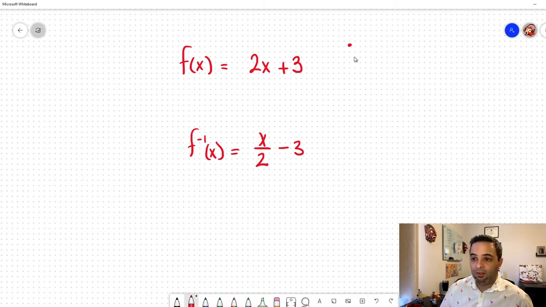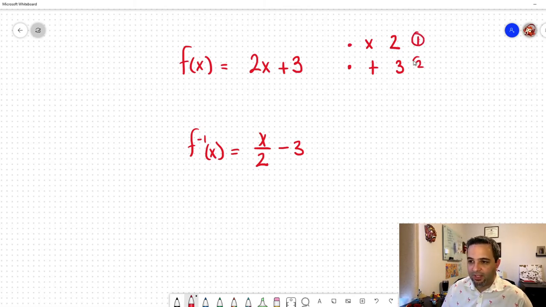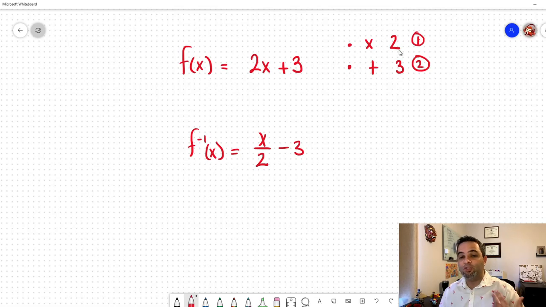So up here, this 2x plus 3, what did I do first? If I plug in a number, oh, I would have multiplied by 2 first, and then I would have added 3. So if I'm going to undo that, remember, this was first and this was second. If I'm going to undo what this function did, I have to undo those steps in the opposite order.